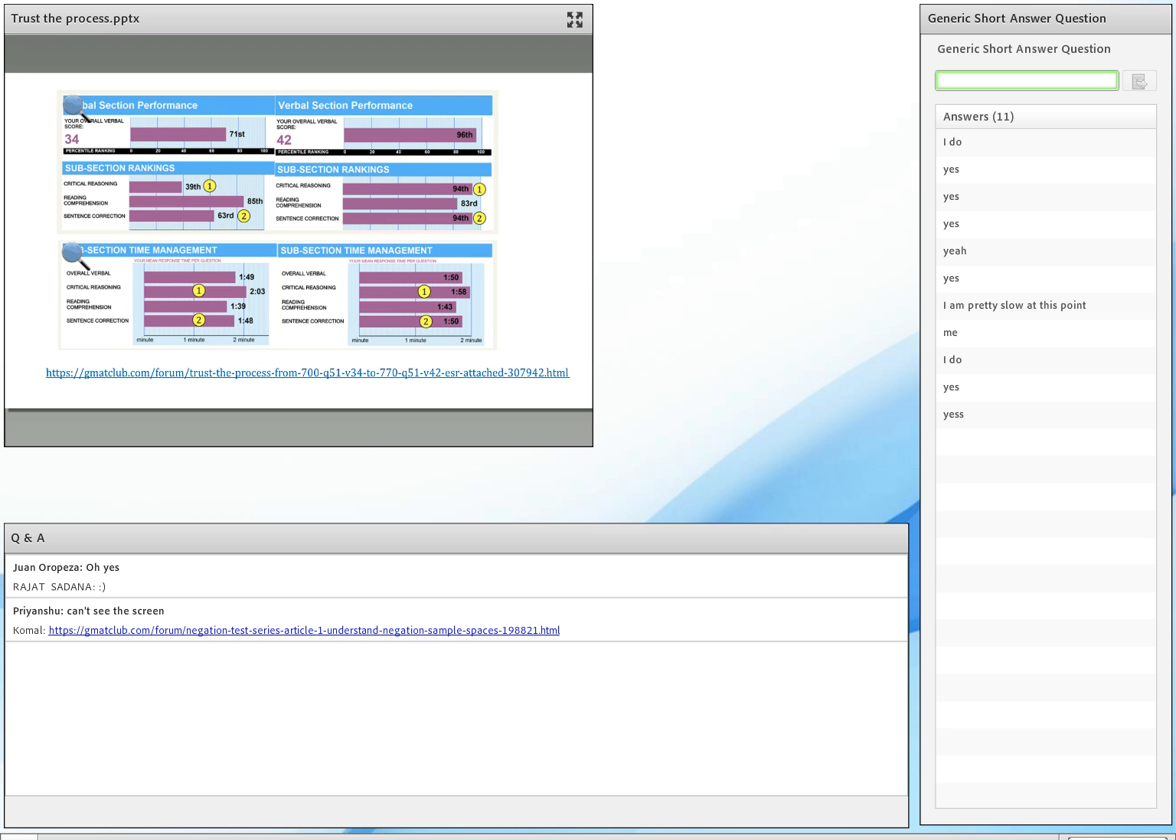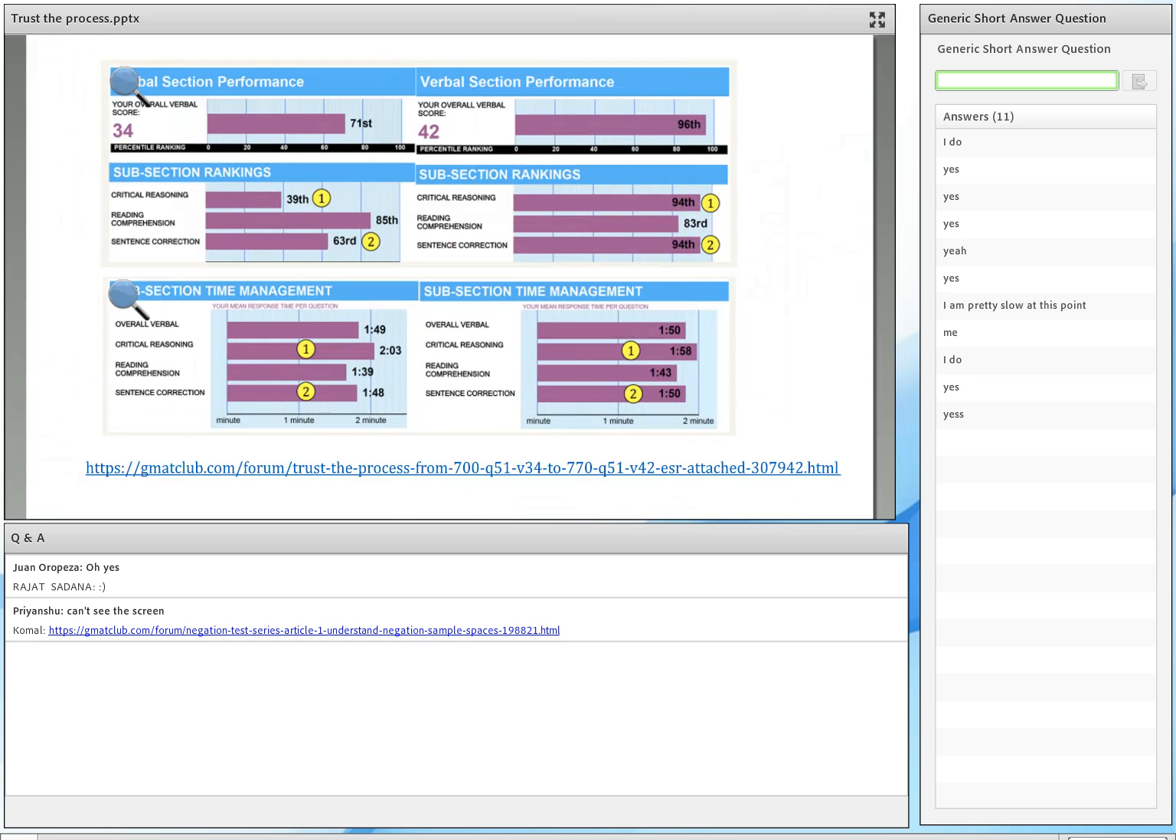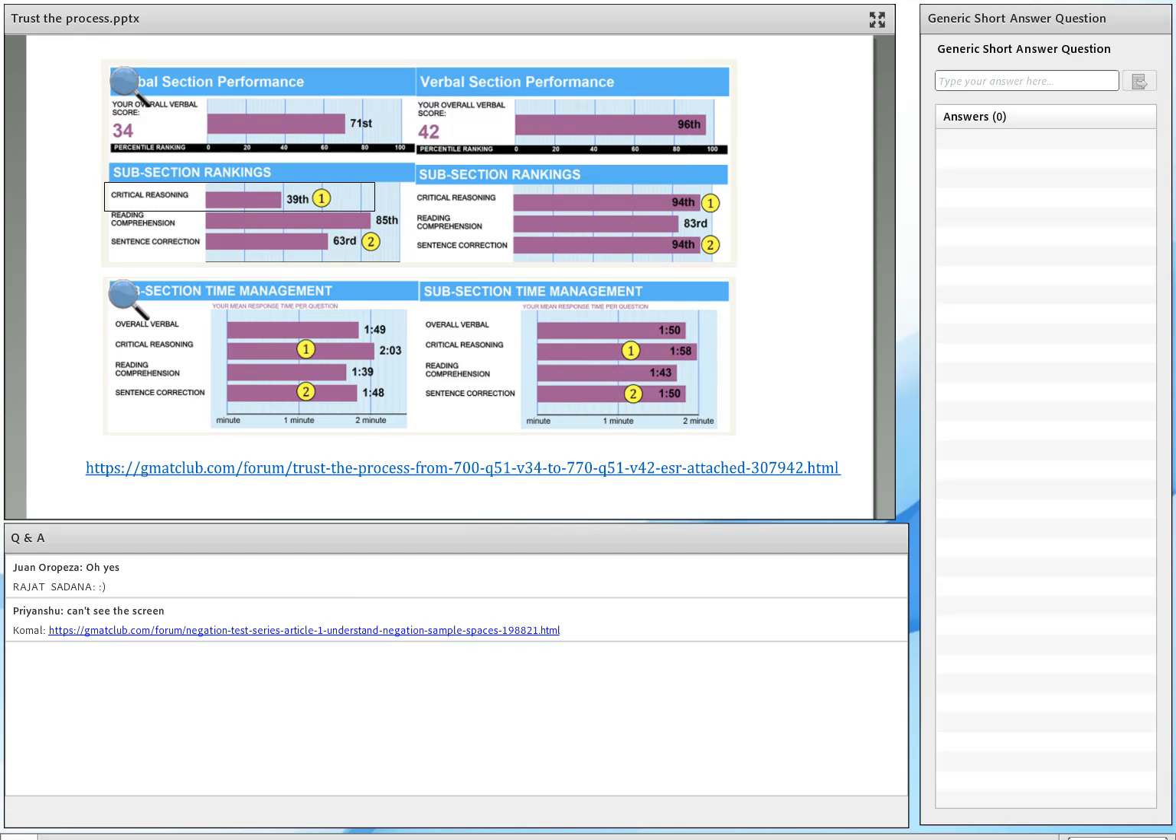And when he had a 700 score, he had a verbal score of 34. He also had a critical reasoning ability of 39 percentile. I'm going to just draw this over here. So this guy, when he had a critical reasoning ability of 39 percentile, did not do pre-thinking.